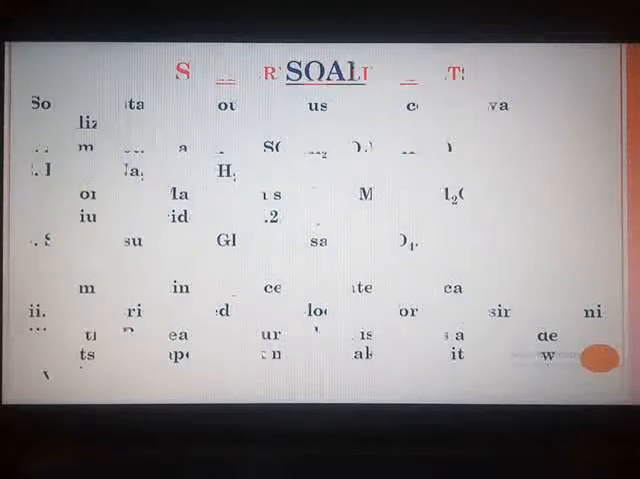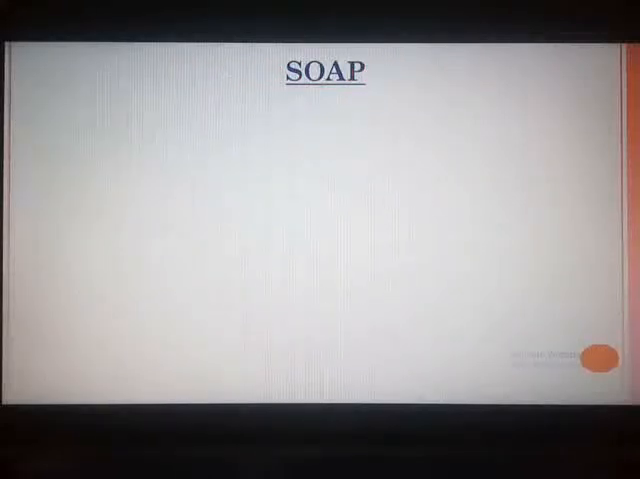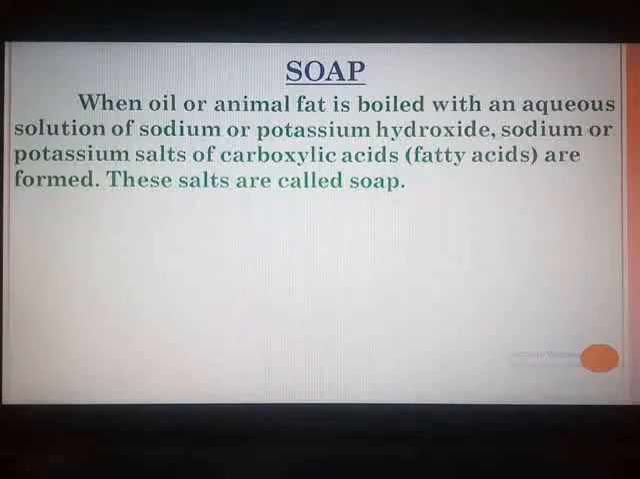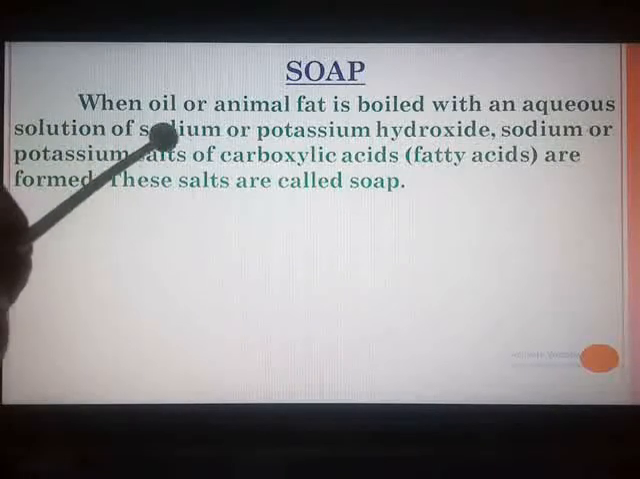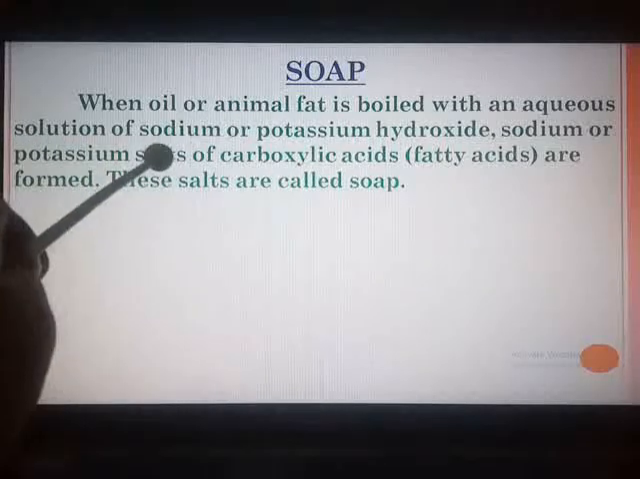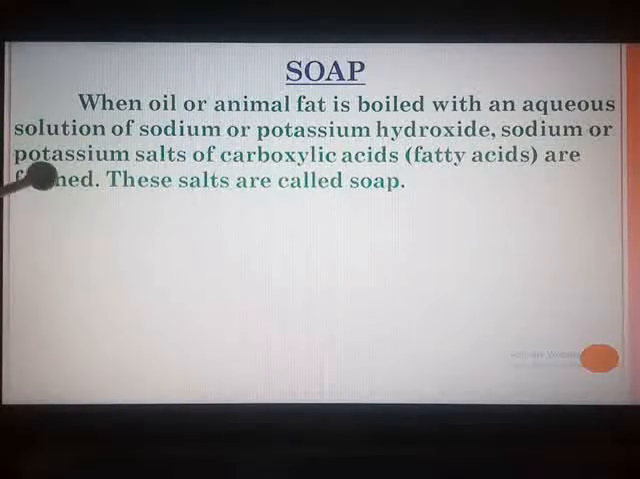Now the last topic to finish up the first part of the chapter is soap. This word is not new to you. When oil or animal fat is boiled with an aqueous solution of sodium or potassium hydroxide, that is NaOH or KOH, sodium or potassium salts of carboxylic acids are formed. These salts are called soap. About soap in more detail you are going to study next year, in chapter number 9, Carbon Compounds. In more detail you are going to study about these salts.